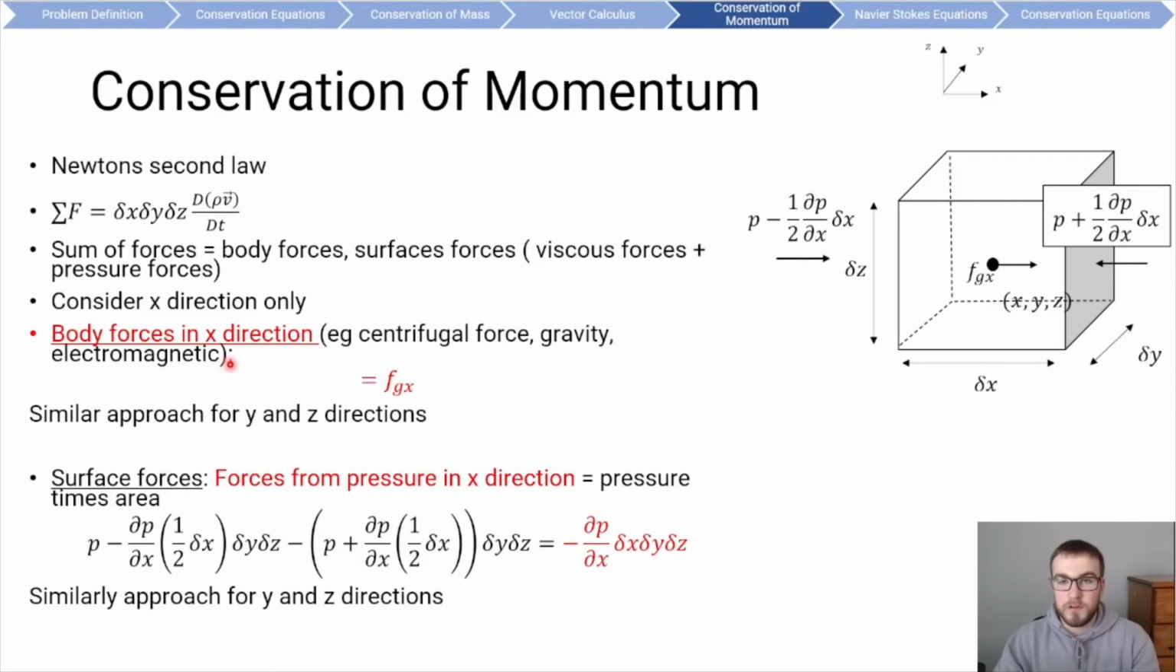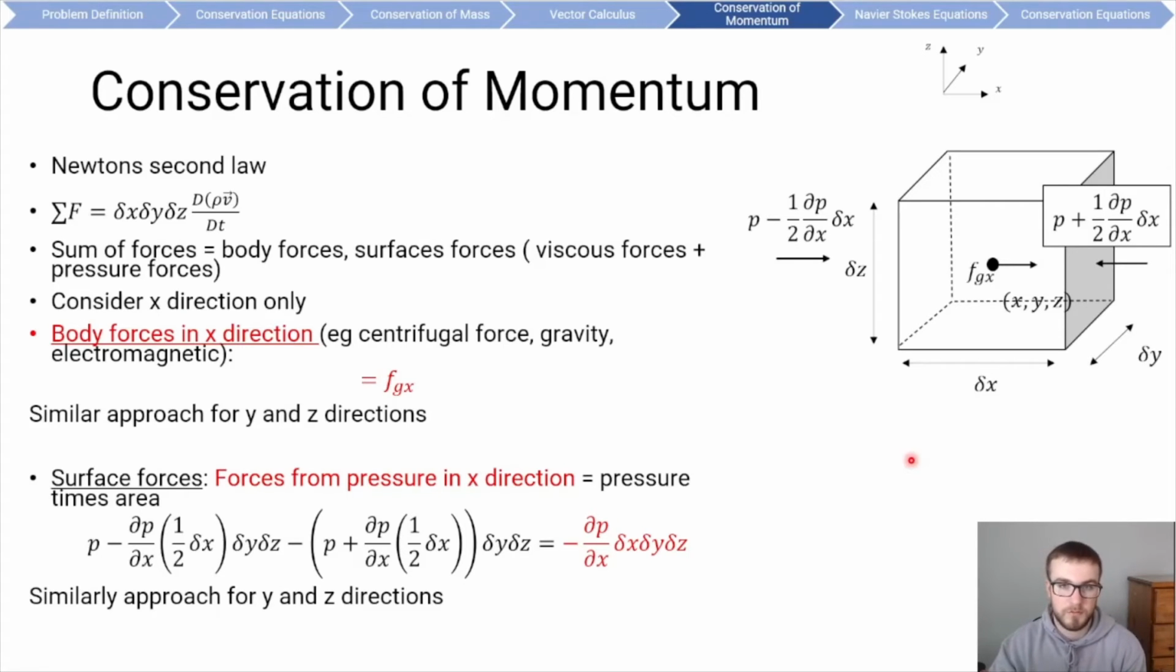The body forces in the x direction are forces such as a centrifugal force, a gravity force, an electromagnetic force. We're going to neglect all body forces here except for the gravity force. So we're going to say that the total body force in the x direction is equal to any gravitational component in the x direction here. So that's the total body force in the x direction. With the body forces determined, now we just have to determine the surface forces, which is equal to the pressure forces and the viscous forces.